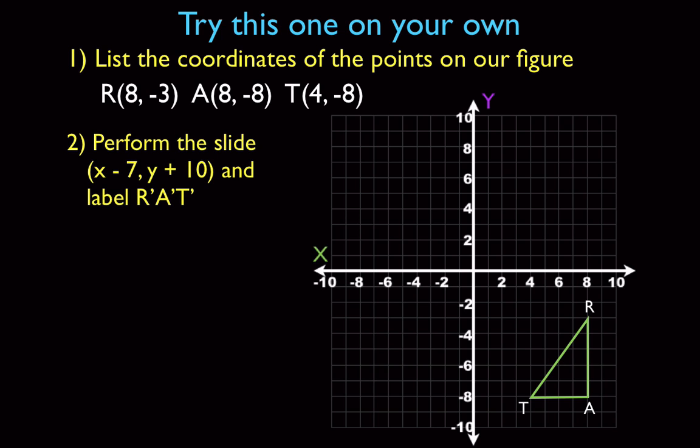So now what we're going to do is we're going to perform a slide or a translation that has two parts. So we're going to subtract 7 from all of the X's and add 10 to all of the Y's. So go ahead and do that.